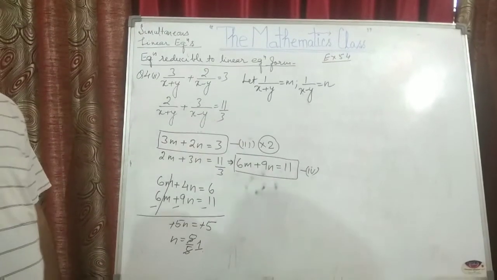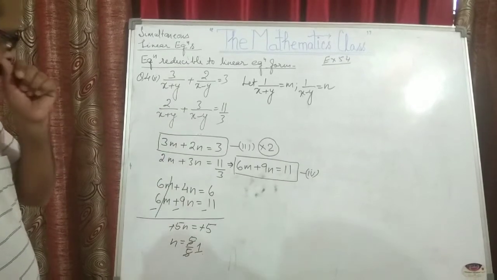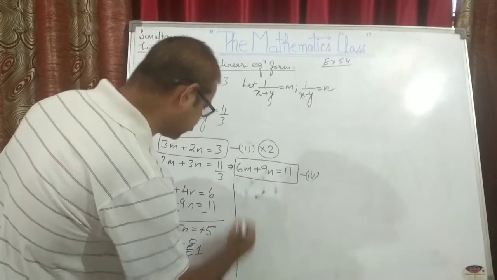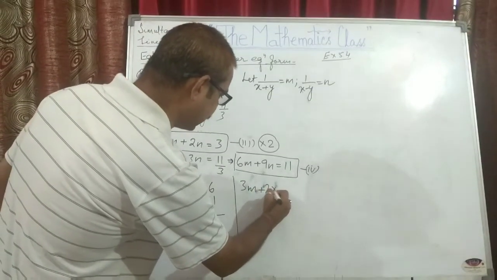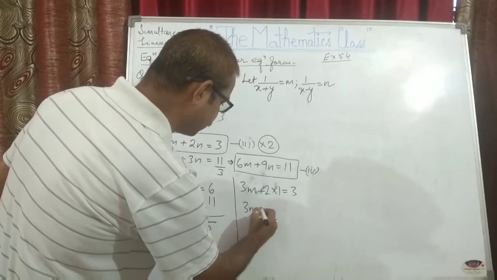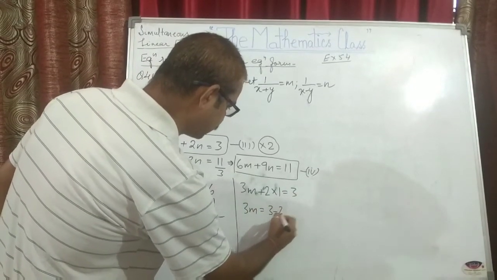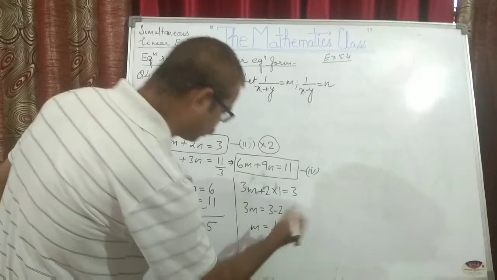You got the value of n as 1. Let's substitute the value of n over here. So you will get 3m plus 2n, n is 1, is equal to 3. So 3m is equal to 3 minus 2, that is 1. So m is equal to 1 upon 3.